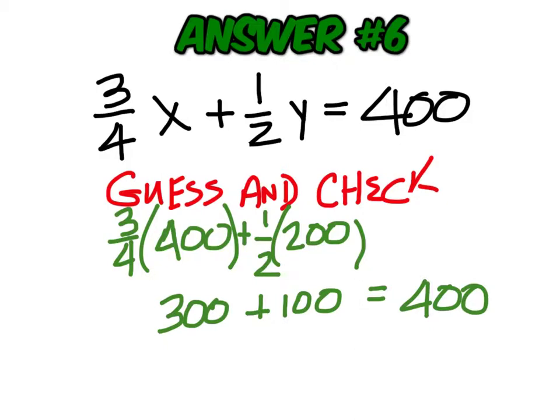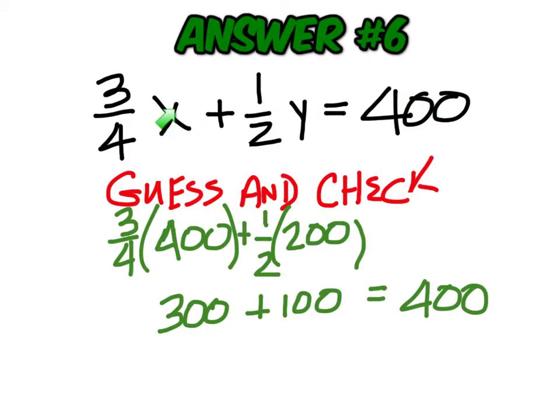And for number 6, they both had some money. This one had to pay a tax of 75%. You can put 3/4 or 75%, or 0.75. Same thing over here, except you have 50% tax, which is a half, or 0.5. This is guess and check, so you just have to start with some numbers, plug them in, and see if they work out to be 400.